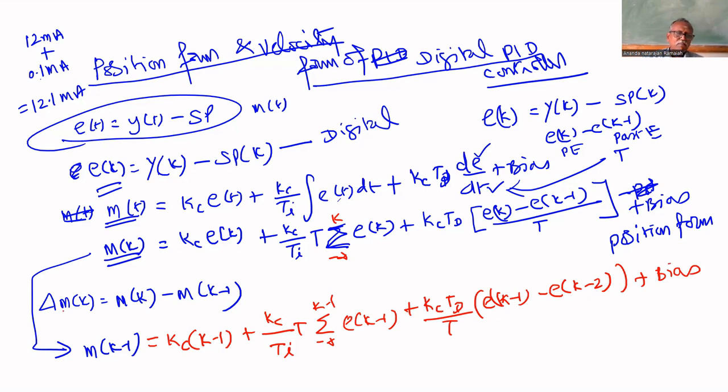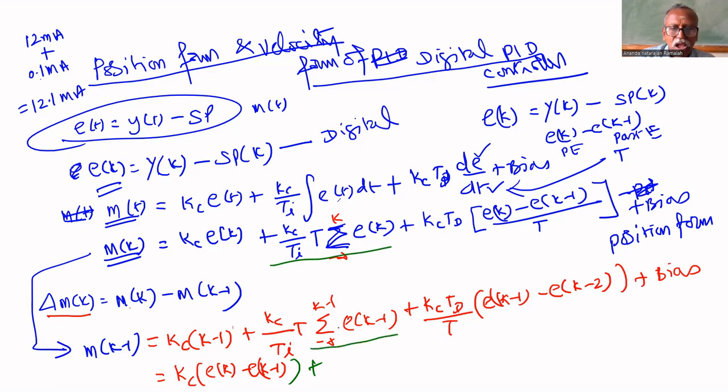So therefore, delta M of K means change in controller output, equal to what? M of K minus M of K minus 1. If you subtract, for the first term you will get Kc multiplied by E of K minus E of K minus 1. Plus, if you consider this term and this term, up to K minus 1 if you subtract these two, up to K minus 1 gets cancelled.